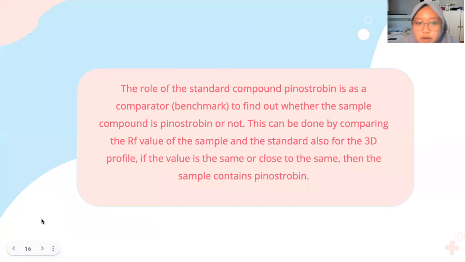So the role of the standard compound Pinostrobin is as a comparator or benchmark to find out whether the sample compound is Pinostrobin or not. This can be done by comparing the Rf value of the sample and the standard, and also the 3D profile. If the values are the same or close to the same, then the sample contains Pinostrobin.